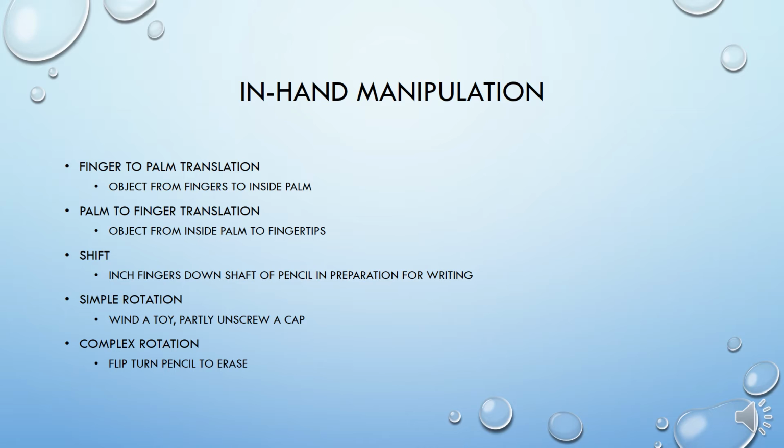That's that same motion. Complex rotation is when you flip a pencil to erase, and that's all complex rotation is. So if you hold your pencil and now you flip it upside down so that you're going to erase, and then you flip it back the other way, that's complex rotation.